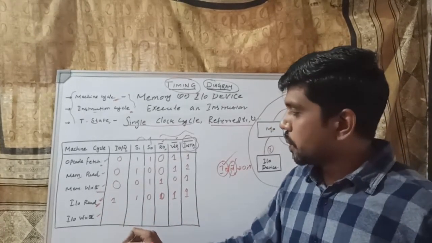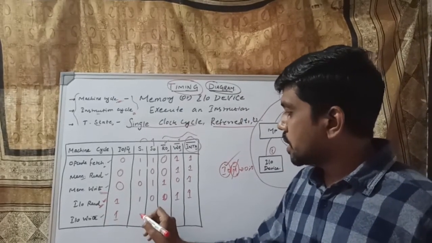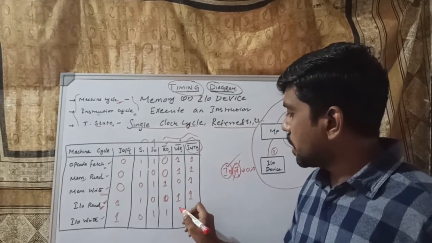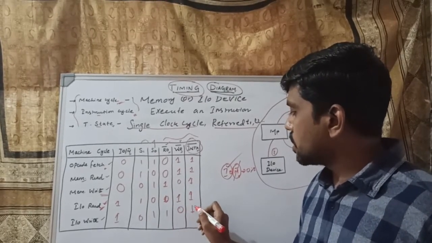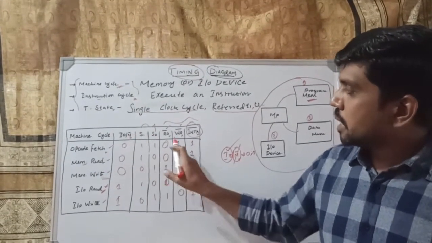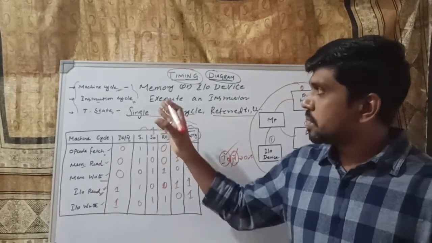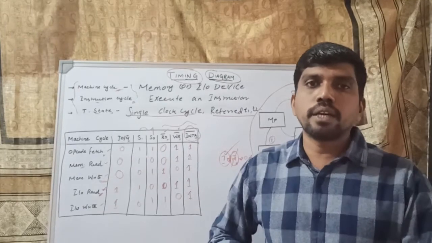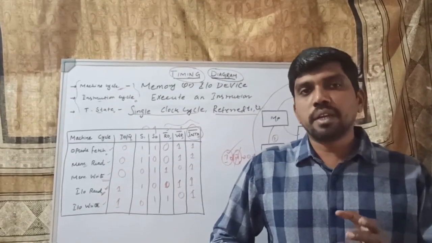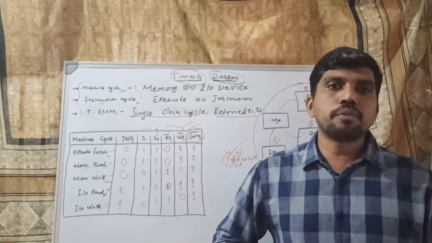Next one, IO write. Here also the IO value is enabled, and the status is 0 1. The read signal is disabled, the write signal is enabled, and the acknowledgement is also disabled. Based on this status signal only, you can draw the timing diagram. So this is a basic introduction to the timing diagram. In the next video we will focus on how to draw the opcode fetch, memory read, memory write, IO read and IO write, and discuss them one by one with the help of the timing diagram.